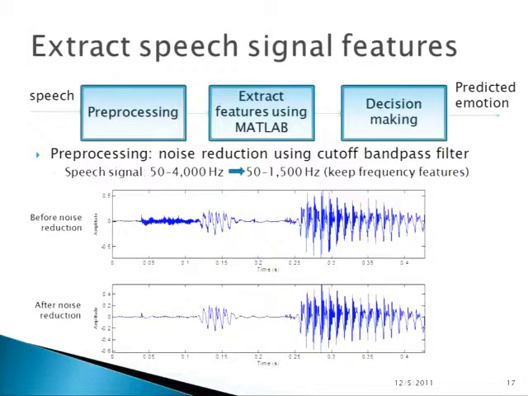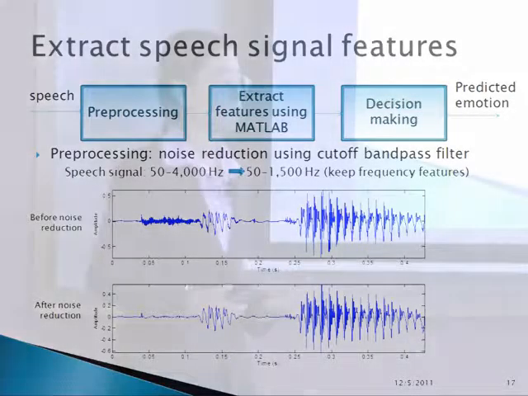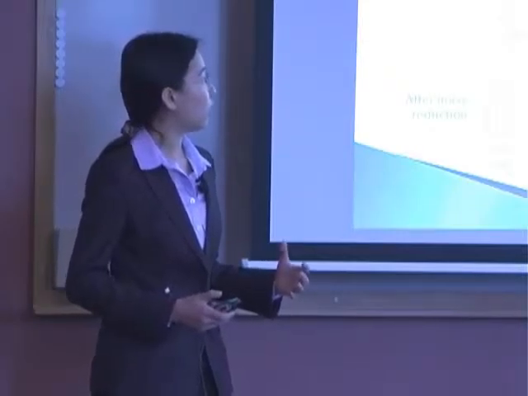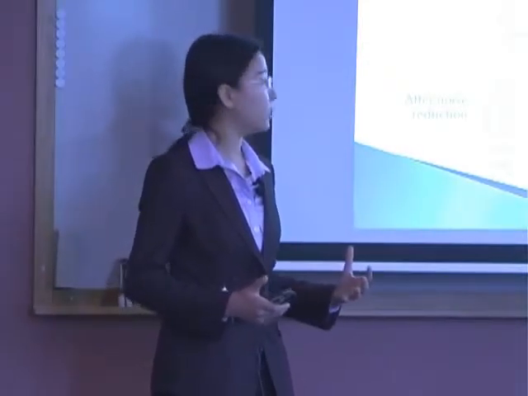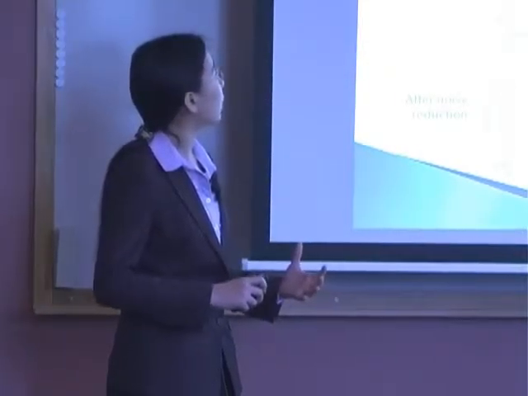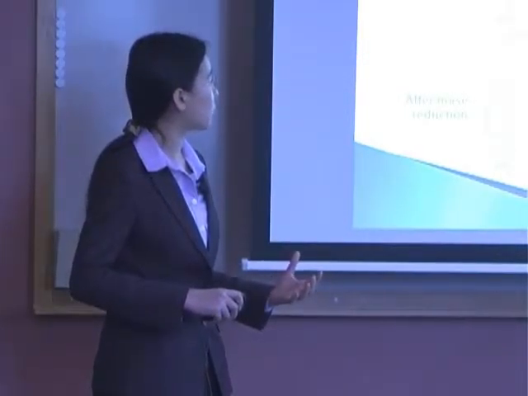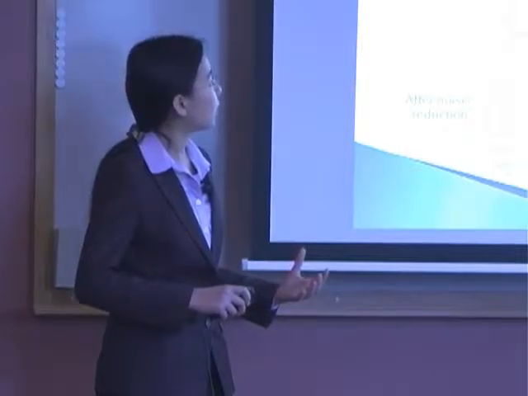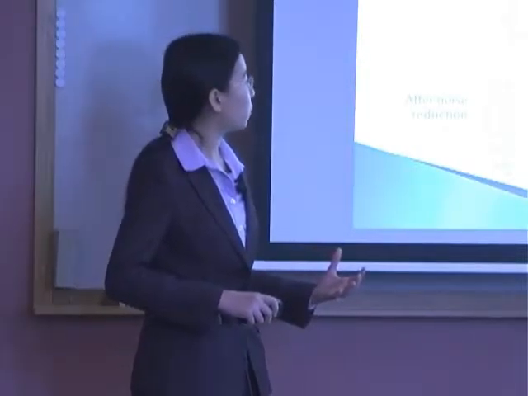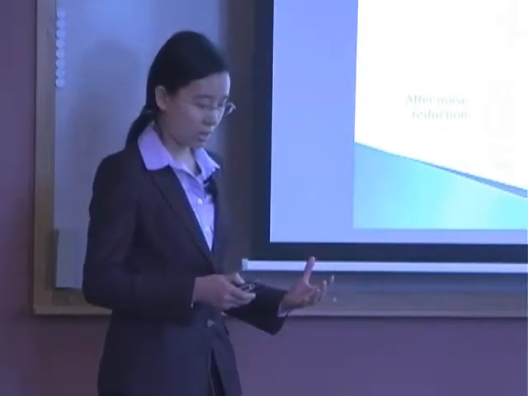So first we have very noisy data because when we capture from the phone, we have a noisy background. So we want to do some pre-processing before we extract the features. After applying a bandpass filter, we can have smoother data to process.